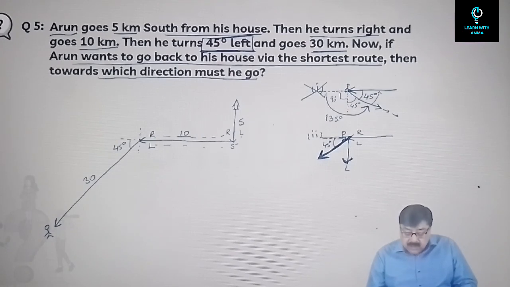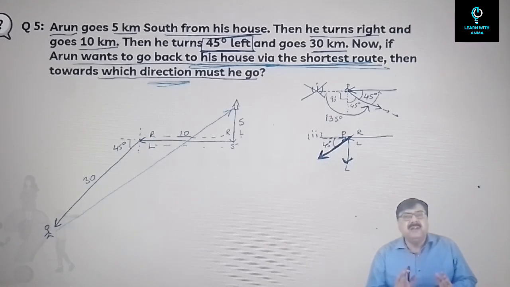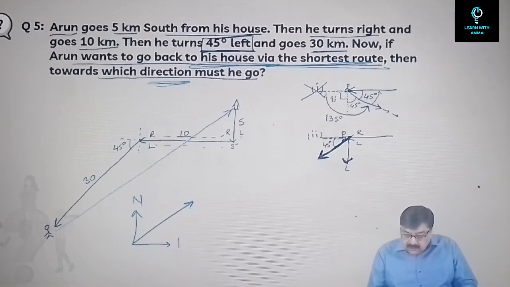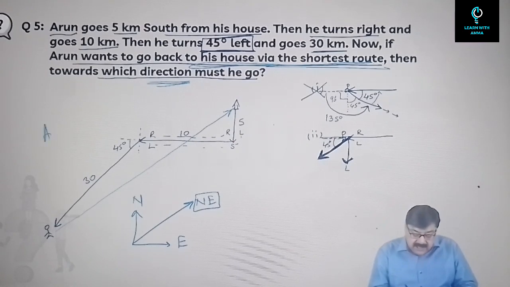Now if Arun wants to go back to his house via the shortest route, this shall be the shortest route. Then towards which direction? We just need to find out direction. We don't have to calculate the distance. So he has to move in this direction. Now this direction is in between north and east. So he has to move towards northeast. So your answer here will be that if he wants to go back to his home, then he must walk in northeast direction.